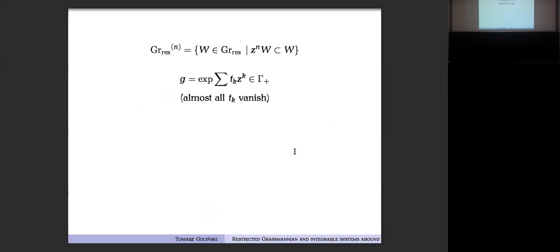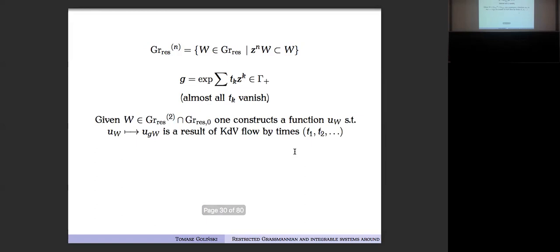So when we consider such a function on the Hilbert space of functions on the disk, we take some times, multiply by z to the k, sum up, and compute the exponent. When we assume that almost all t's are zero, to be safe, it turns out that this function is an element of the group I was speaking of before, this gamma plus. And the idea is that if we start from some element W of the Grassmannian and apply this flow, the operator of multiplication by g should realize the flow of the KdV by those times.